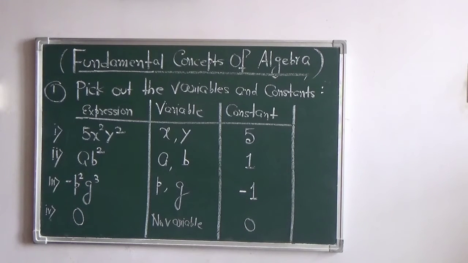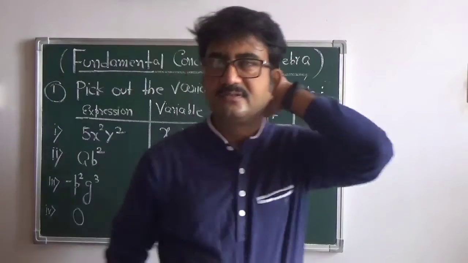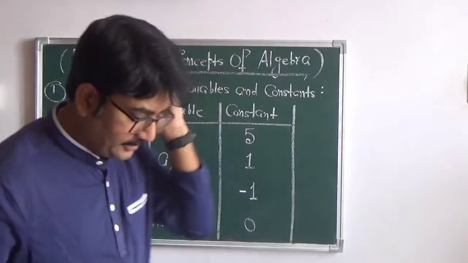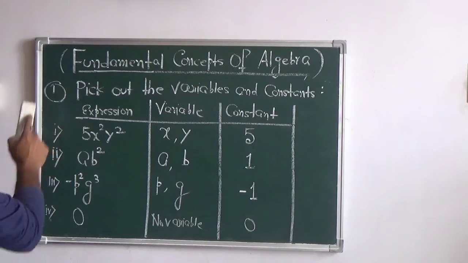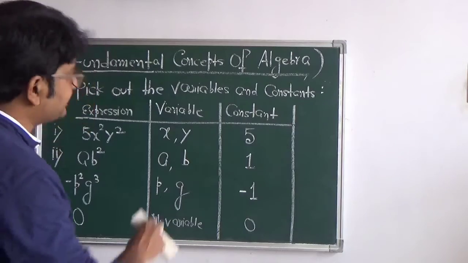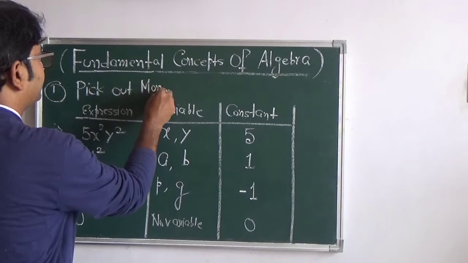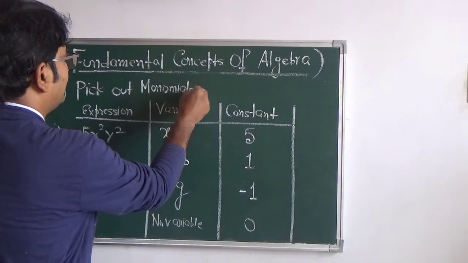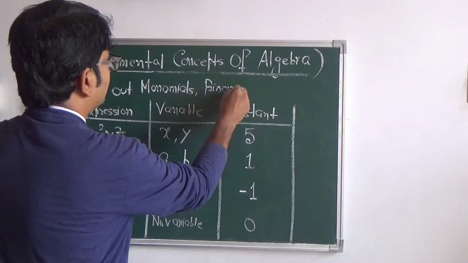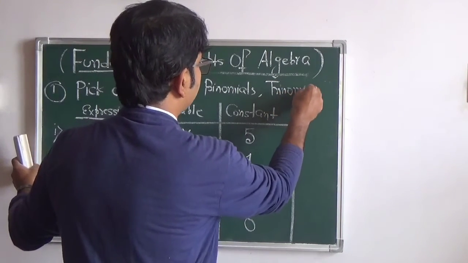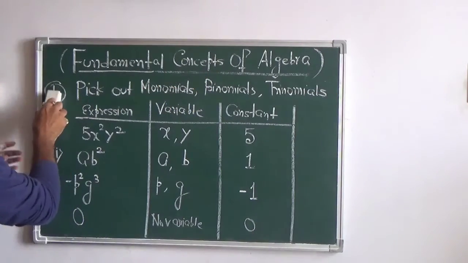Now the second question is to identify the monomials, binomials and trinomials. Is the first question clear to all of you? Any doubt, anyone? No, sir. Okay. So moving on to the next question. We have to pick out the monomials, binomials and trinomials. So question number 2.